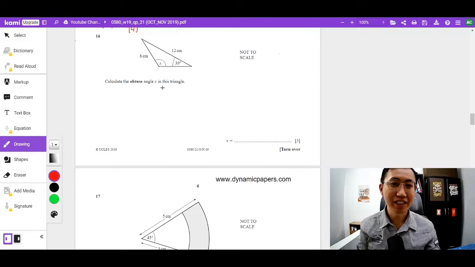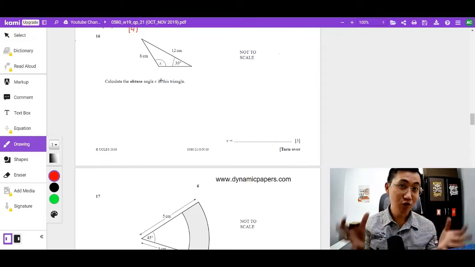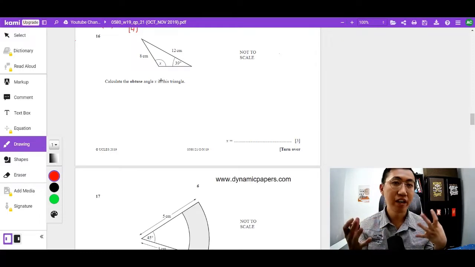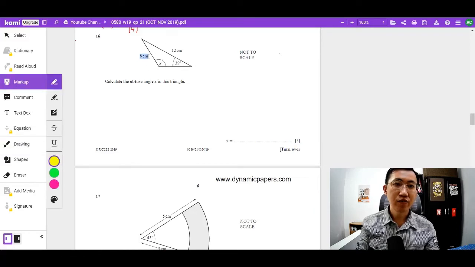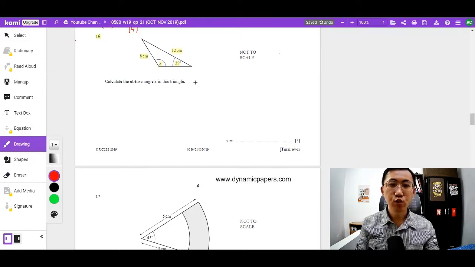Okay, so let's look at this question. Calculate the obtuse angle x in this triangle. Every time when you see a triangle, I want you to think of what chapters are involved. This is actually sine rule. How do we see a sine rule? I want you to observe that there are actually two angles involved here. I am going to highlight. You have two sides and you have two angles. So you have 39 and also your x. So you are going to use sine rule here. Sine rule involves two sides, two angles.